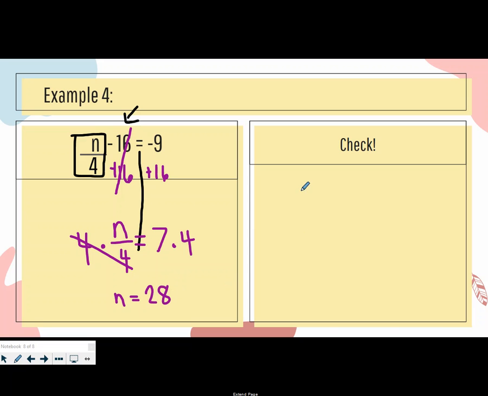Alrighty, so now we're going to go ahead and check our answer. We're going to plug in 28 for n. So I'm going to have 28 over 4 minus 16. And hopefully that's going to give us negative 9. So 28 divided by 4 is 7. Bring down my negative 16. And what is 7 minus 16? It indeed is negative 9. So I know I got that answer correct when I checked my work.